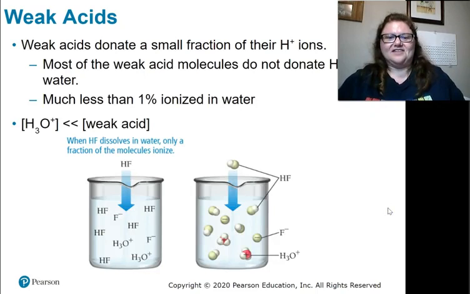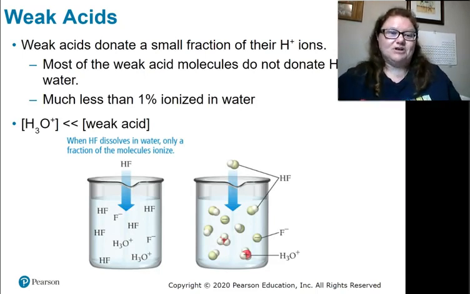A weak acid is something that doesn't 100% become ions. So it says here, much less than 1%. That's not much at all, right? Most of the molecule is remaining intact when it's in water.